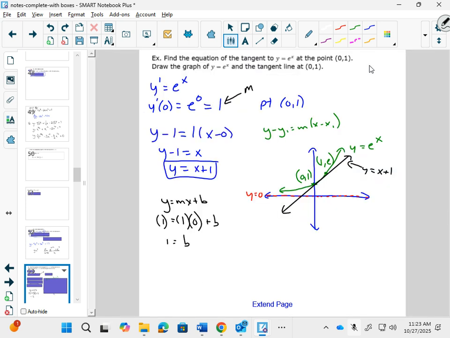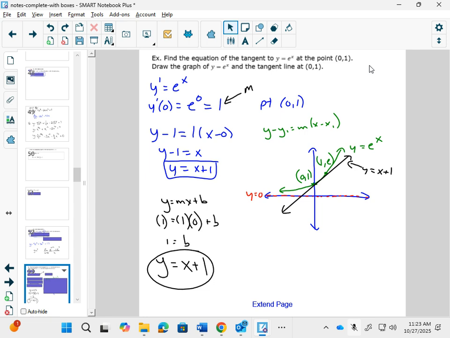Once you've solved for b, you could write your equation. That is also perfectly fine. Okay, what is b? b is your y-intercept. Oh, okay.